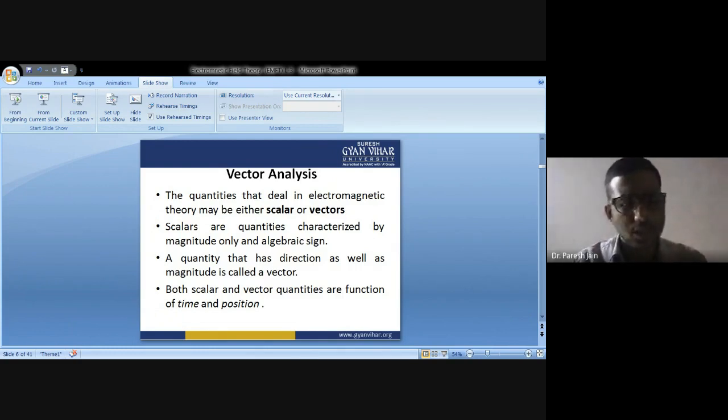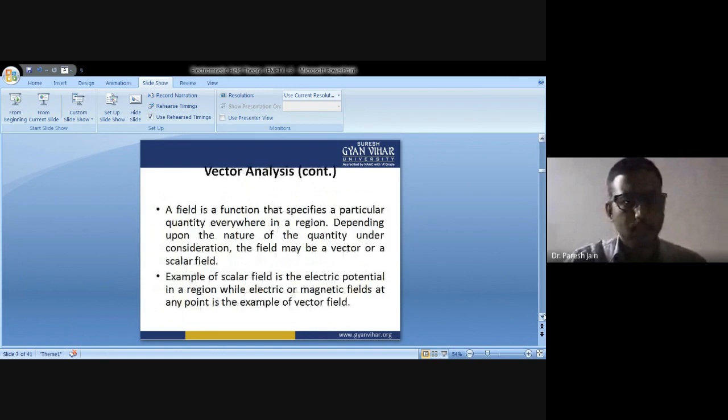Both scalar and vector quantities are functions of time or position. Means both quantities, that is the scalar quantities and the vector quantities, are functions of time and position. So time and position are the independent variables.